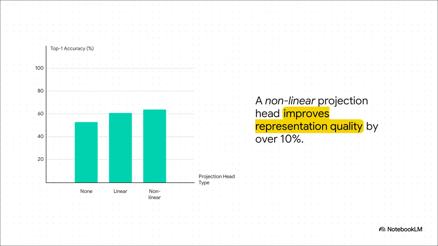If you just take the features from the main network and try to learn from them, your performance is just okay. But if you stick a small non-linear network on the end, that's the projection head, the performance of the features you learn improves by over 10%. I mean, that is a huge leap.